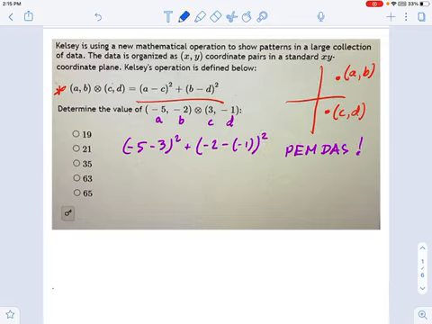So let's go ahead and do that. -5 minus 3 is going to be -8. That'll be squared. Plus something else squared. What's -2 minus -1? Well, remember that's the same as -2 plus 1, right? And that is the same as -1. Okay, so we've got (-8) squared plus (-1) squared. Squareds cancel out negatives, right? You get -8 times -8, which is positive 64. And -1 times -1, that's just a positive 1. So we get 65.